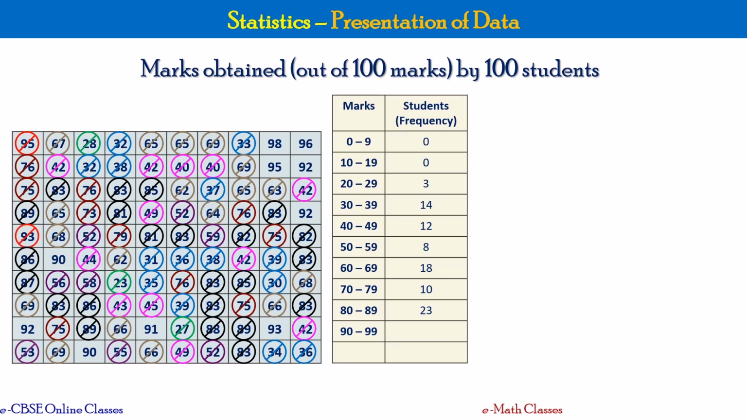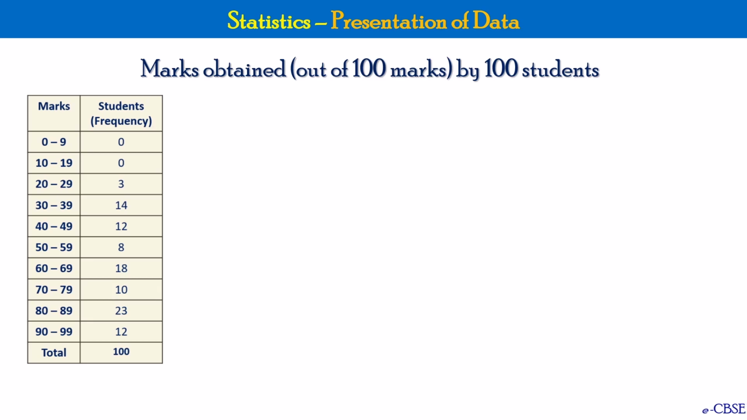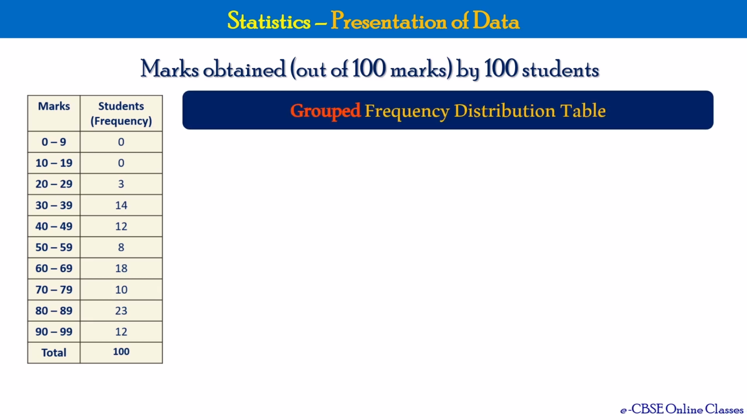Let's count them. 1, 2, 3, 4, 5, 6, 7, 8, 9, 10, 11, 12. So 12 people. So before you complete the data analysis, a quick check. Don't forget to sum column number 2, the summation should equal 100. So here my summation is 100. So I did the analysis correctly. So what is this type of table called? This is called a grouped frequency distribution table. So what did I do differently here compared to the one in the previous example?